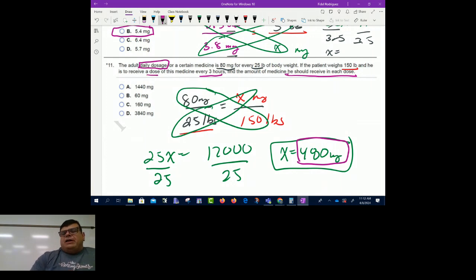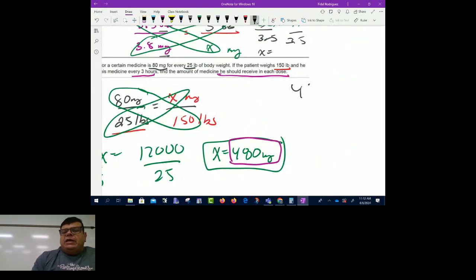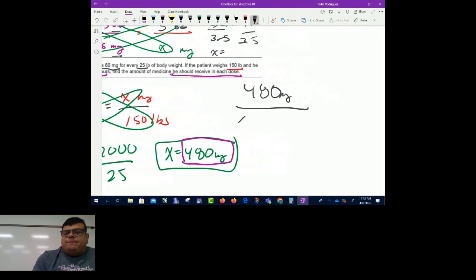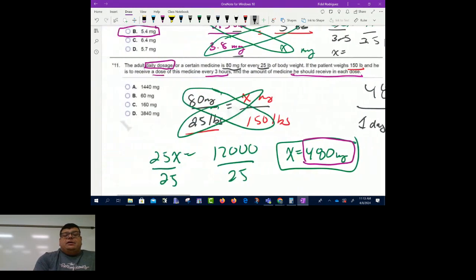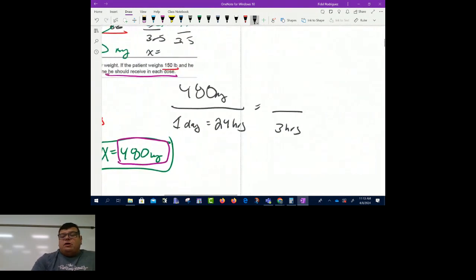So, y'all, let's think about it this way. If we're going to get 480 milligrams in one day, isn't one day the same thing as 24 hours? Okay. And we're trying to figure out how much they're going to get every what? Every 3 hours. So look, y'all, I'm going to set up a second ratio and proportion. So 480 milligrams for 24 hours tells me how many milligrams for every 3.